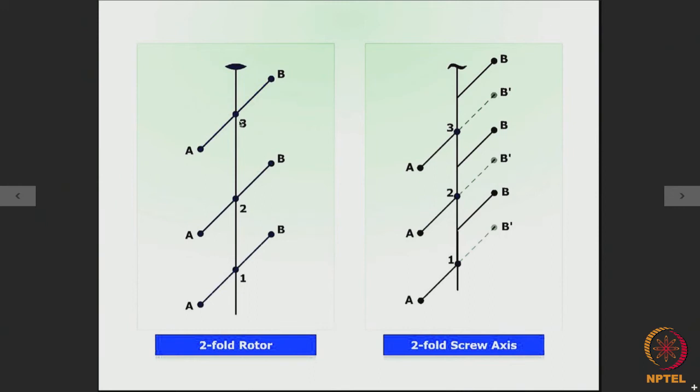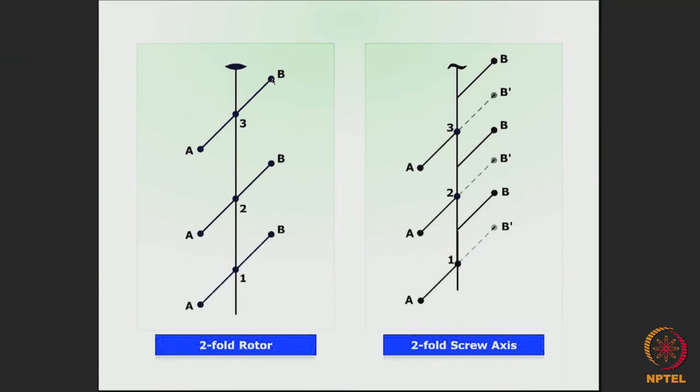Now, if we go to the lattice point 3, again if there is a given point A, due to the action of the two-fold rotor through this point, we will produce another point B. So, this is how a two-fold rotor operates.